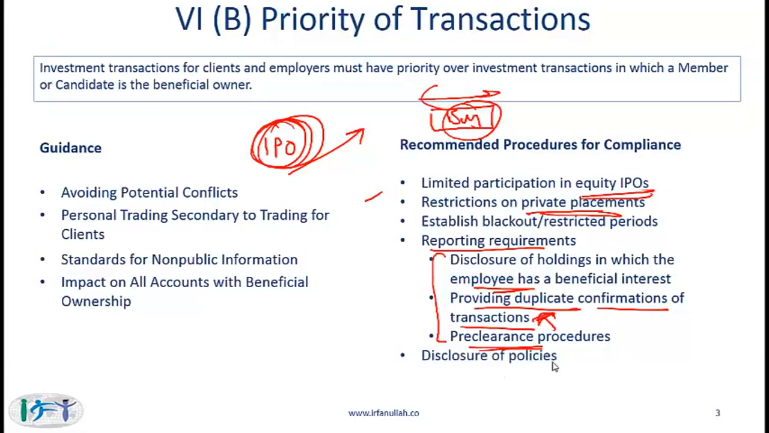And finally, disclosure of policies. This implies that firms should disclose their policies related to priority of transactions to clients, and the disclosure of policies should be clear and in language that the client can understand. Vague and general statements such as "we disclose our policies" or "we have policies related to the purchase of securities for personal use" do not really help. The policies need to be clear and in language that the clients can understand and relate to.